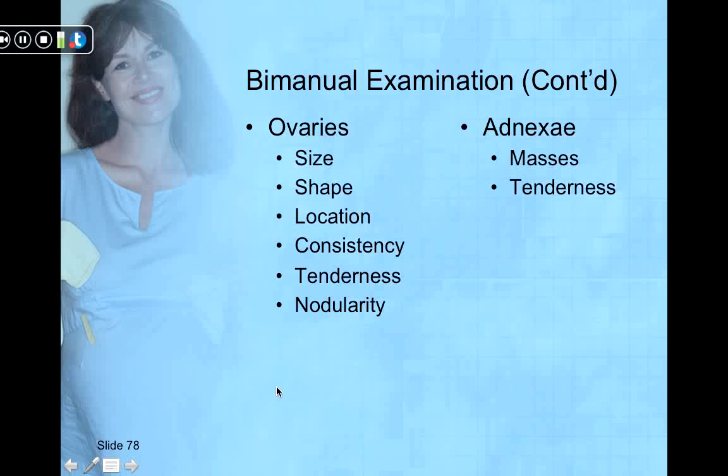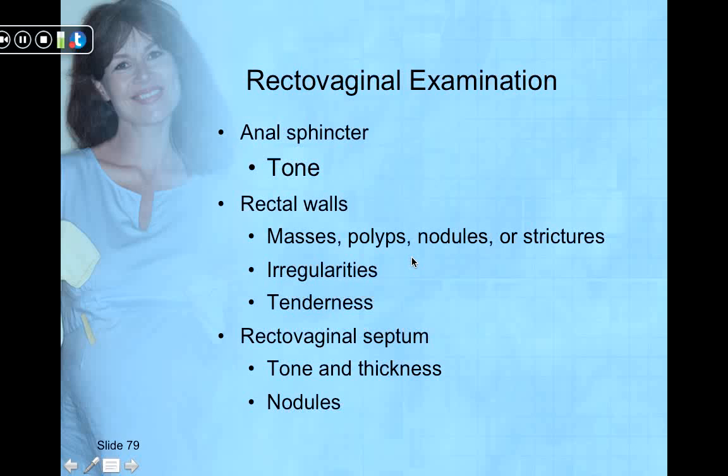So this looks at the various positions of the uterus, which are all variations of normal, for your documentation. Bimanual exam, ovary: size, shape, location, consistency, tenderness, nodularity. Often you don't feel ovaries on a bimanual exam. I rarely do unless they're just very thin. Their adnexa, do they have any masses or tenderness in there?